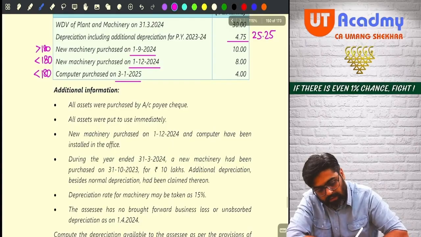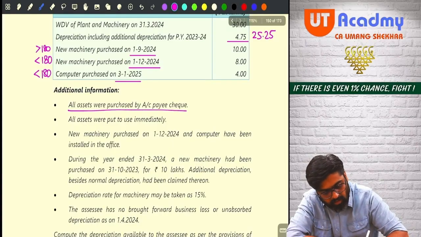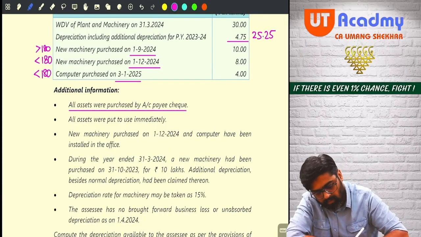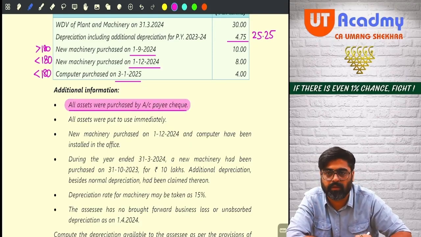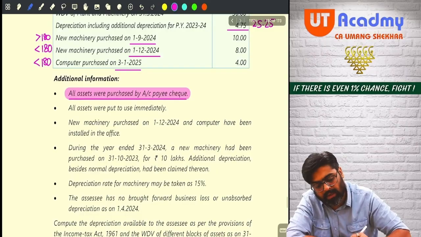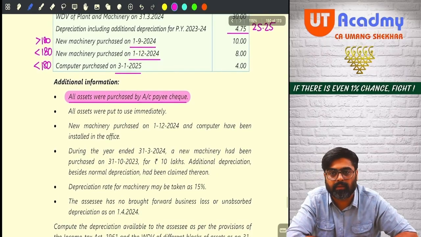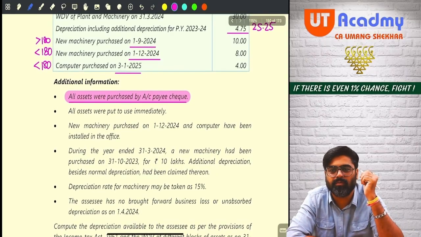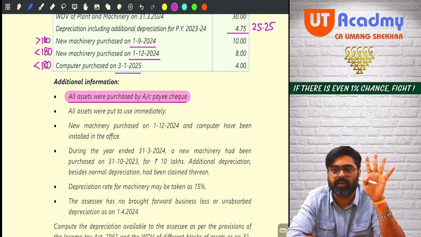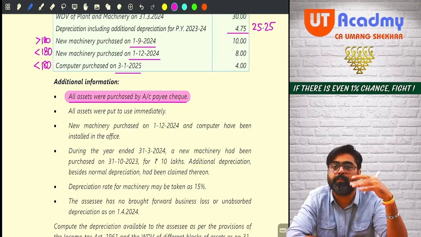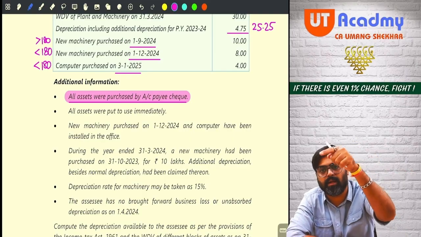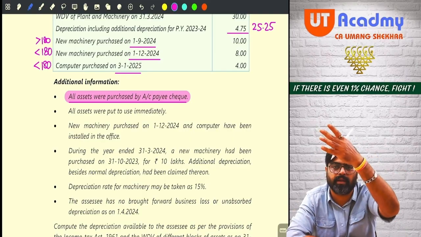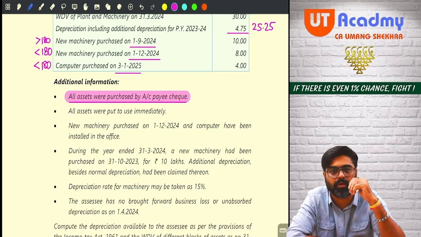Now they are saying that all the assets were purchased by account payee cheque. We will highlight this. Later on, we'll see what is to be done with this. Okay? All the assets were put to use immediately. That is what we have also assumed. The date of purchase is given. If nothing is mentioned about when the assets were put to use, we are assuming as on that same date the asset is put to use. Hence, we have already written greater than 180, less than 180, yes or no?